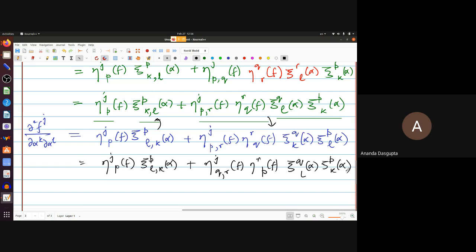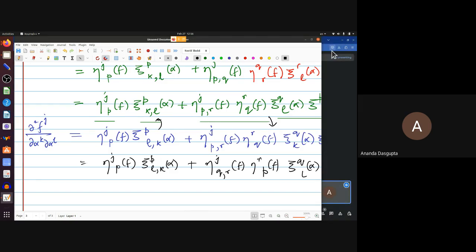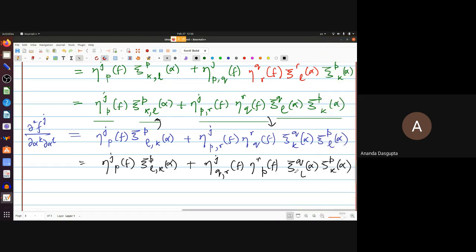You see what I've done? All I've done is use the fact that P and Q are dummy indices to interchange P and Q in this expression so that the factor involving xi's here is the same as the factor involving xi's here. Clear? Any questions?